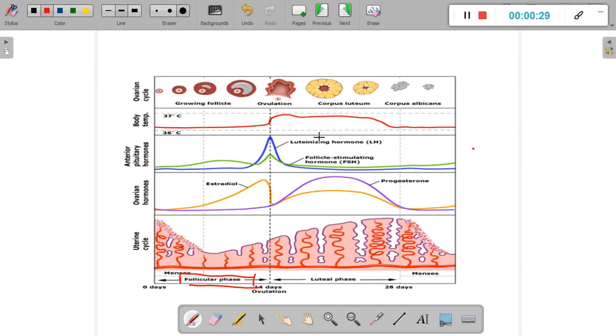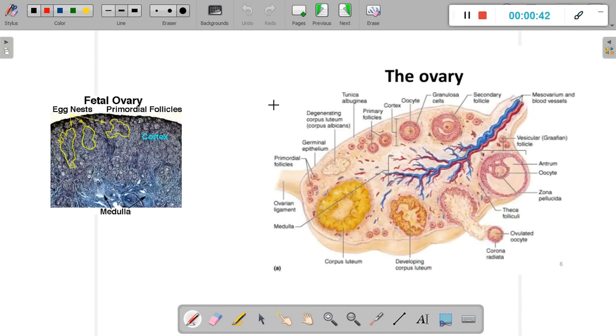In order to do that, what are we trying to understand? We are trying to look at these particular events, the changes that take place in the first 14 days, in the ovary as well as in the uterus. So let us look at the changes that are taking place in the ovary.